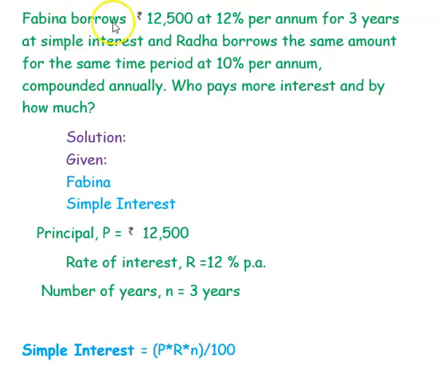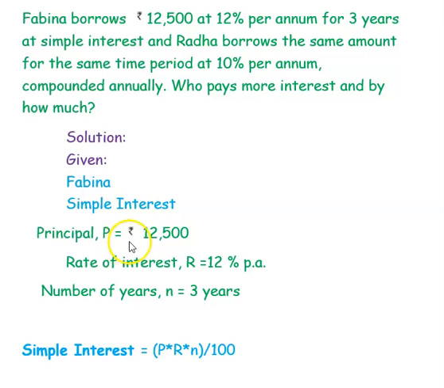Next example is Fabina borrows rupees 12,500 at 12% per annum for 3 years at simple interest. And Radha borrows the same amount for the same time period at 10% per annum compounded annually. Who pays more interest and by how much? So here are two different questions. One is simple interest and the other one is compound interest. First we will do it for simple interest. Fabina is getting it for simple interest.